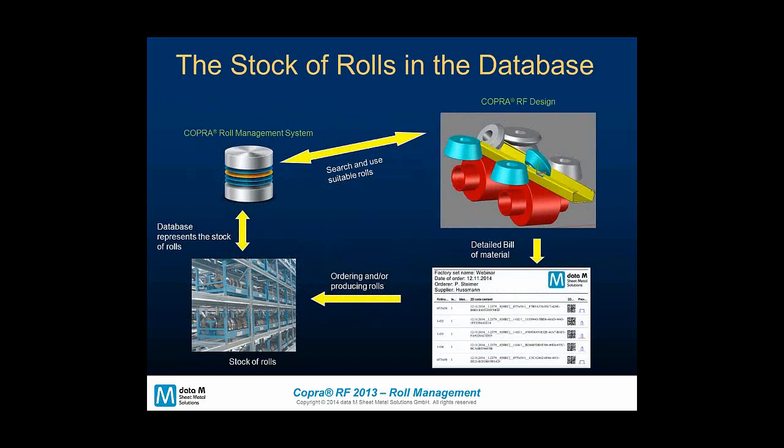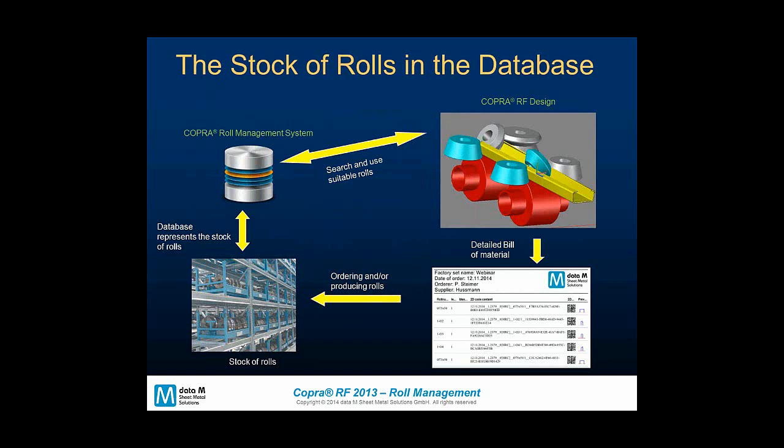So, when we consider the stock of rolls in the database, we have to consider this is a centrally stored set of electronic information known as the COPRA Roll Management System. And this has a direct link to our COPRA RF design suite. And we're able to search and use suitable rolls from within the database across multiple projects.